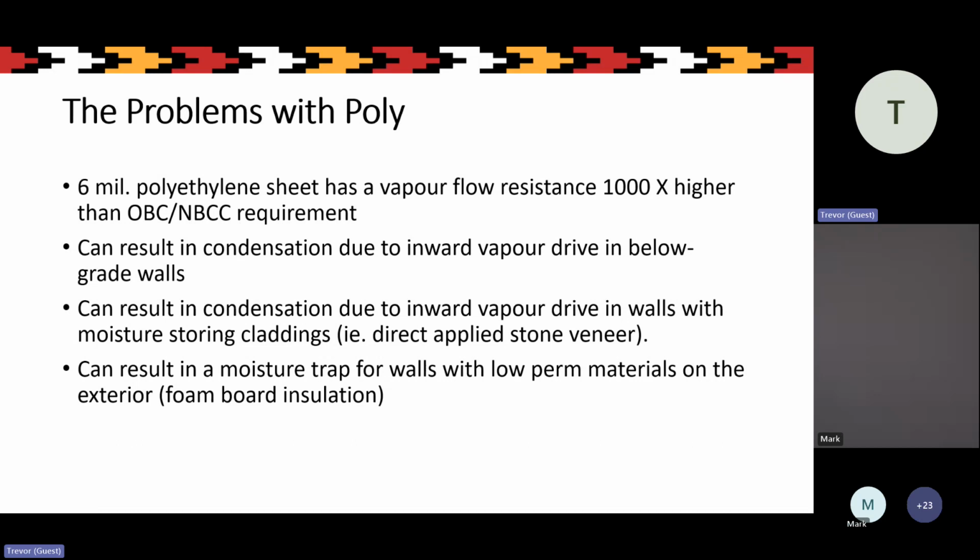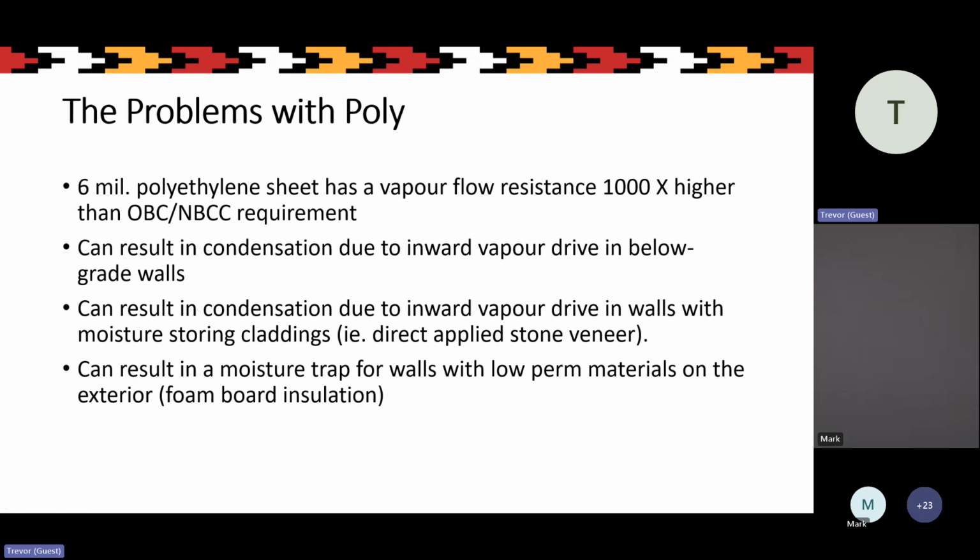So remember we talked about summertime vapor drives, and especially in below grade walls. This can be a real concern of inward vapor drive and condensation on the exterior side of the poly during the summer. This can definitely be an issue with any moisture storing claddings, like brick or direct applied stone, or for the foundation walls. And also because polyethylene allows no moisture flow through it, essentially, it can result in a moisture trap for walls that have low perm materials on the exterior.